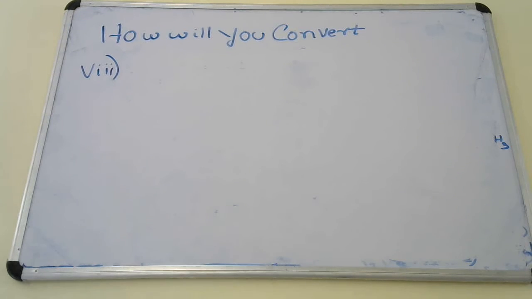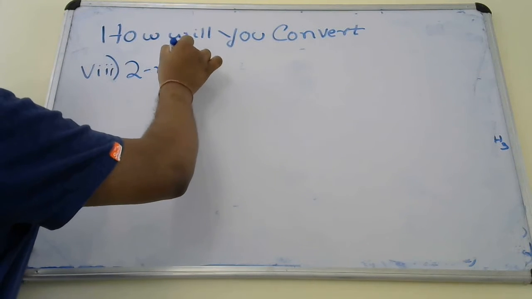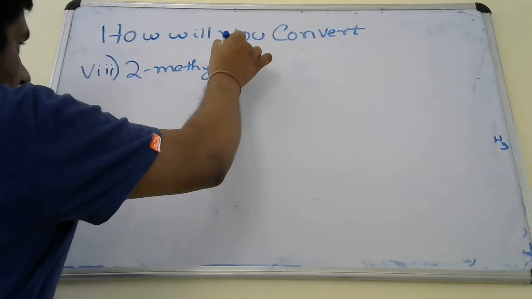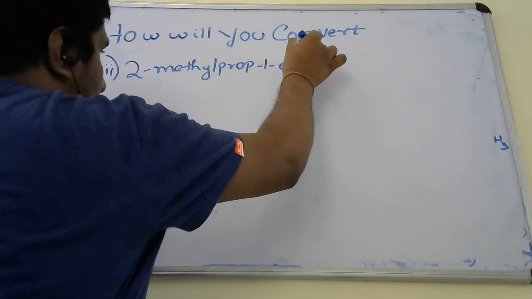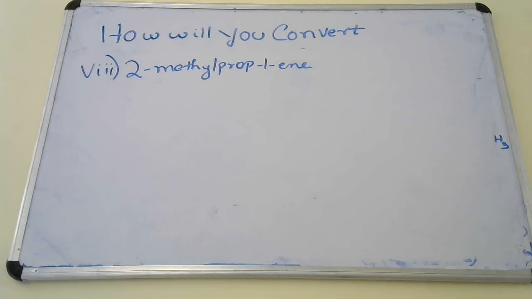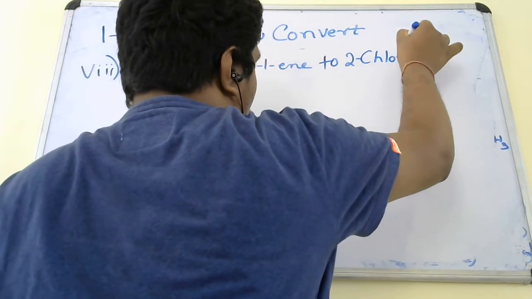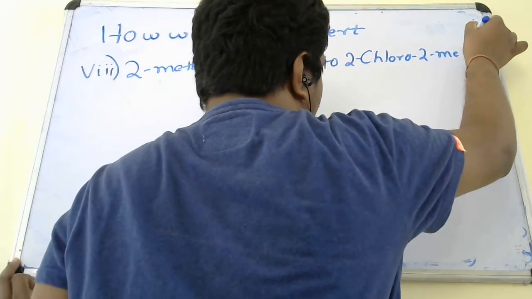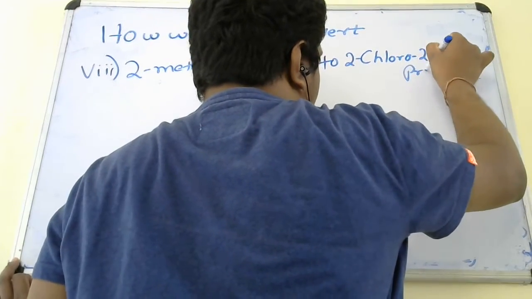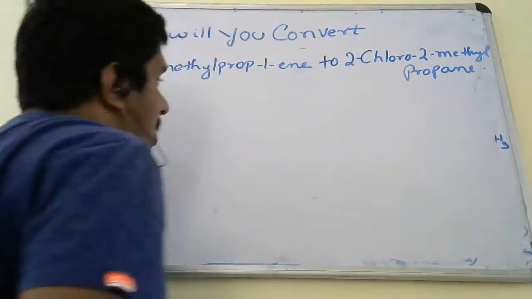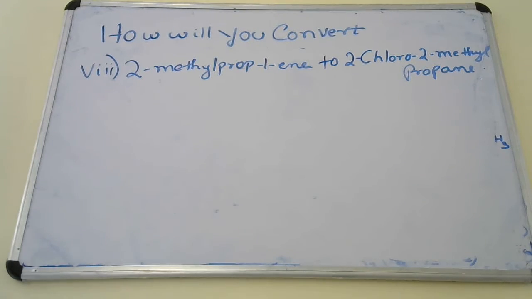Another interconversion is based on Markovnikov addition. The question is 2-methyl prop-1-ene to 2-chloro-2-methyl propane. Okay, 2-methyl prop-1-ene.